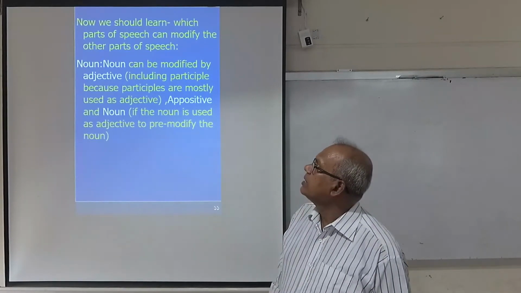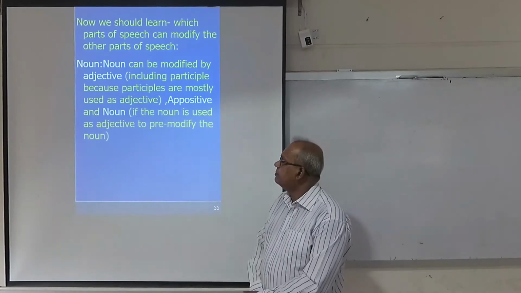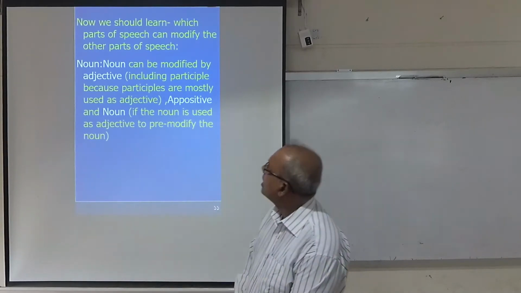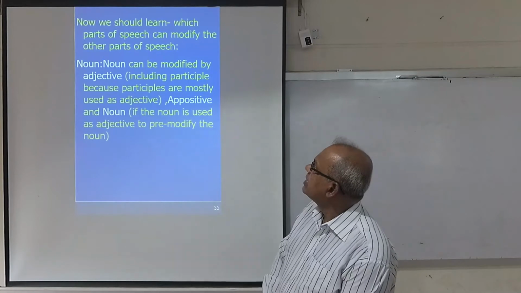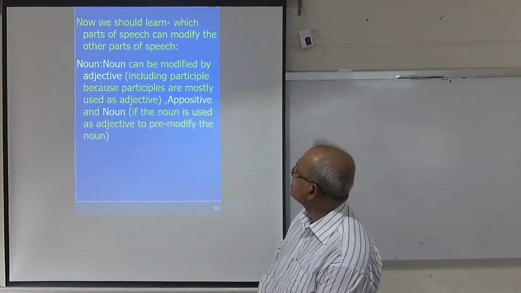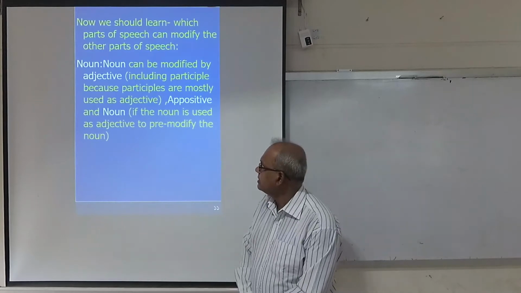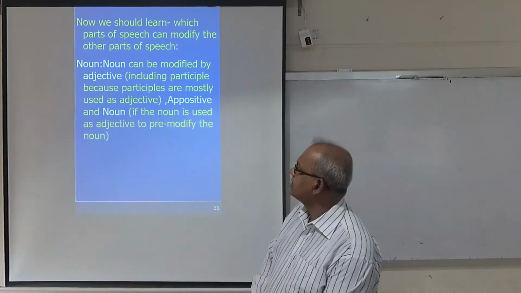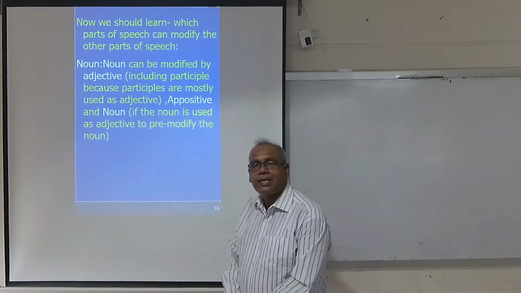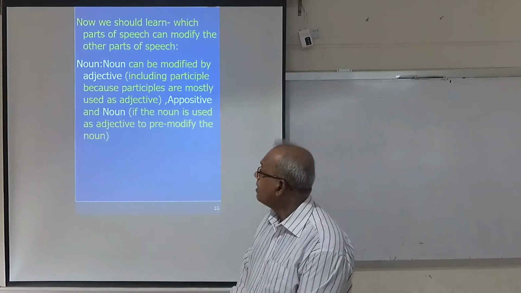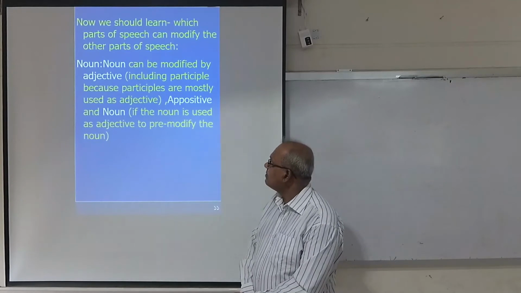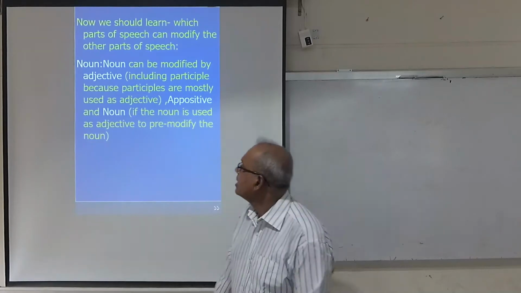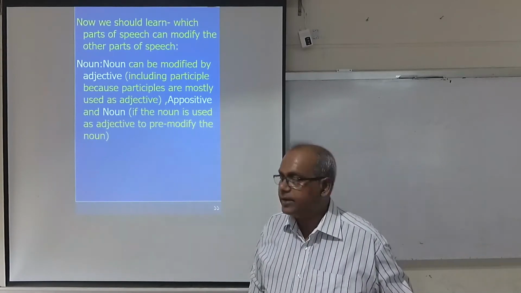Now, a noun can be modified by an adjective, an appositive and a noun. Dear students, look at the bracket: adjective including participle, because participles are mostly used as adjectives. So, a participle can be an adjective, and a noun can be modified by a noun, but only if the noun is used as an adjective to pre-modify the noun.